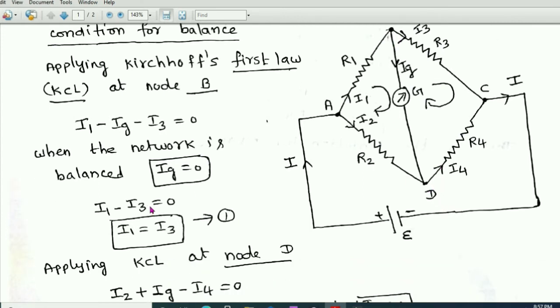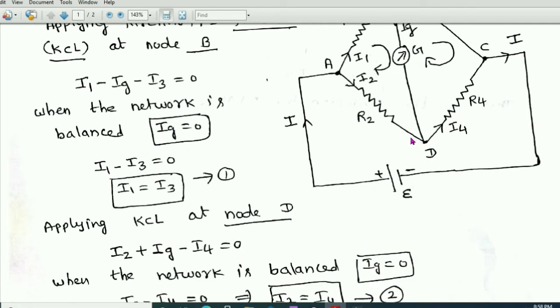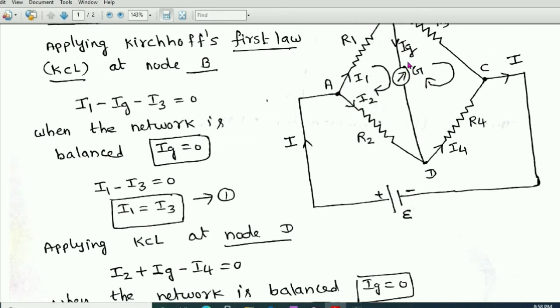Similarly, let us apply Kirchhoff's first law at the junction D, because between B and D we have connected the galvanometer. So it is the galvanometer arm. When the current through the galvanometer is 0, then the bridge is said to be balanced. At point D, again 3 conductors meet. Those conductors are this one, which has the current I2, the second one, which has the current Ig, and the third one, which has the current I4. The 3 elements meet at a point D. Meet means that they may be moving towards or away.